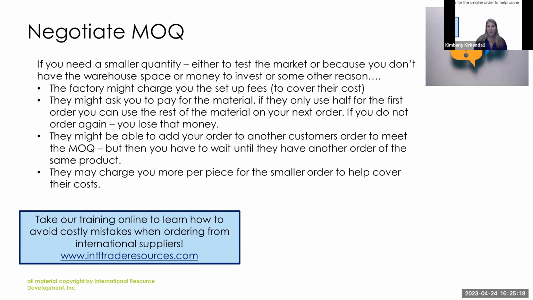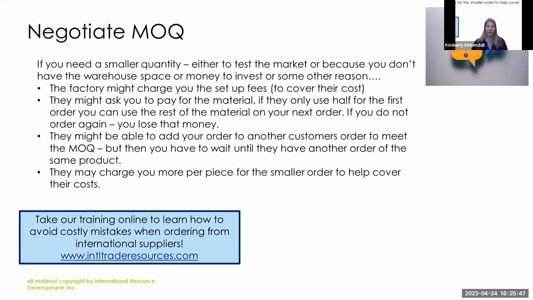The other opportunity is they might be able to add your order to another customer's order. So let's say they're making a product that's their design, and they still don't want to set up the machine for less than 10,000 pieces. But if someone else is ordering 15,000, you could order 3,000 on top of their order. But you might have to wait. That other customer may not have an order for 3 weeks or 3 months. So that's the worst part of it.